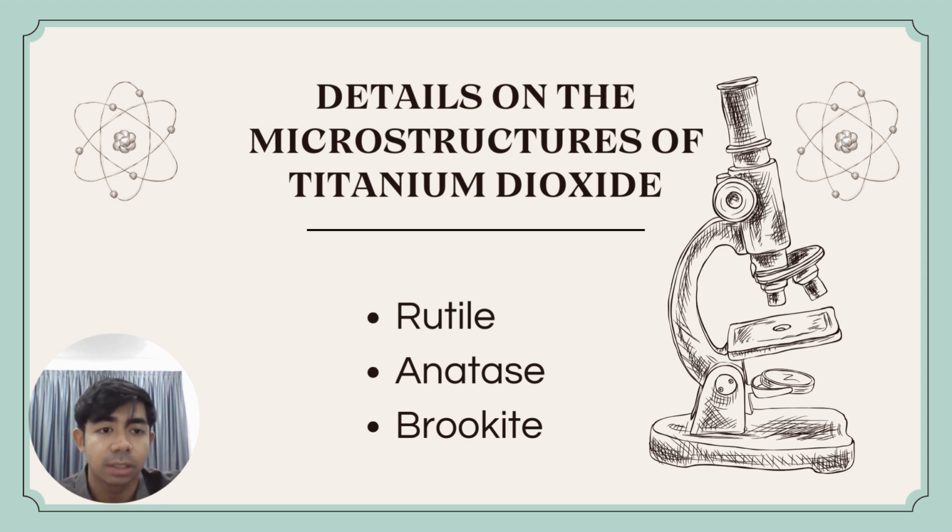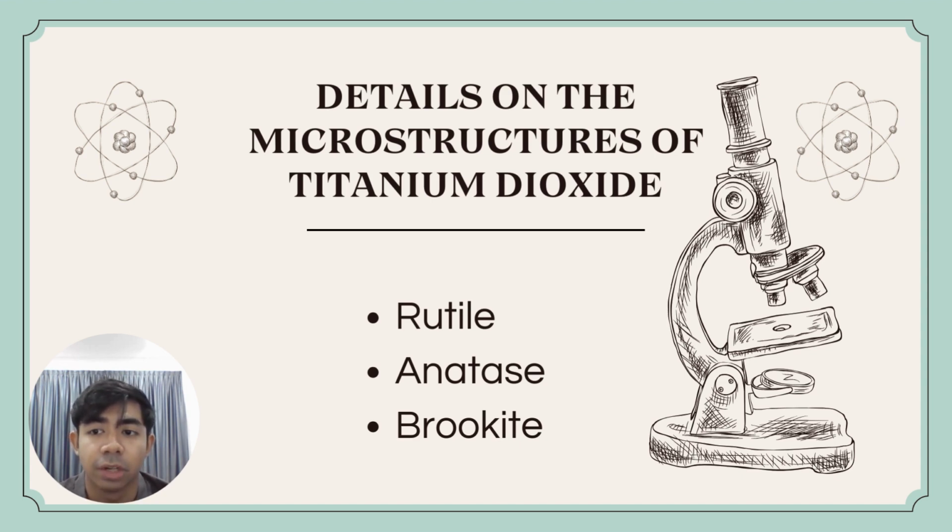There are three types of microstructure, which are rutile, anatase, and brucite. The microstructure of titanium dioxide significantly influences its mechanical properties and overall performance. It can exist in several polymorphic forms, with anatase, rutile, and brucite, as I said just now, being the most common. Rutile is the most thermodynamically stable form of titanium dioxide at high temperature.